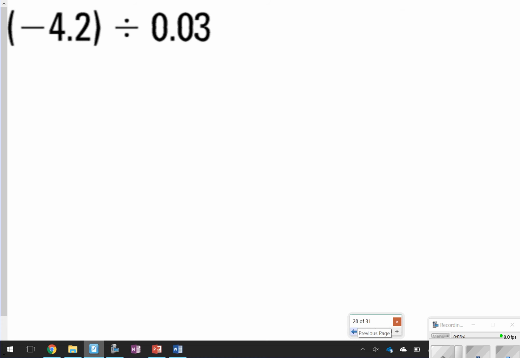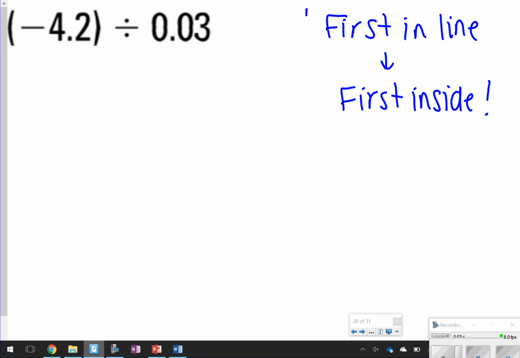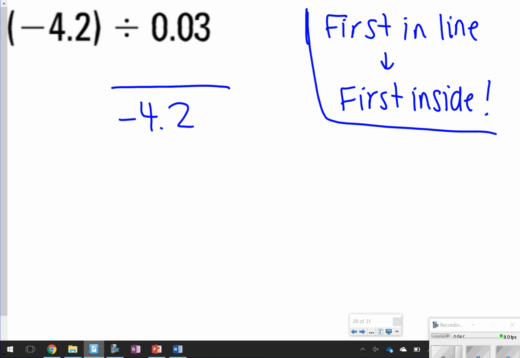So here's our first example. This one says negative 4.2 divided by 0.03. Here's an easy way to remember how to set up these type of division problems. The number that's first in line is always the one that goes first inside. Kind of like if you're first in line to a movie, you're going to be the first inside. So negative 4.2 will go inside, and 0.03 will stay on the outside. Kind of like you're also switching places.